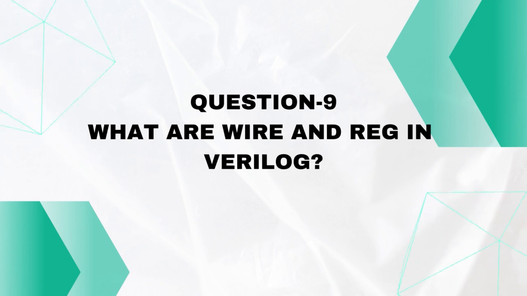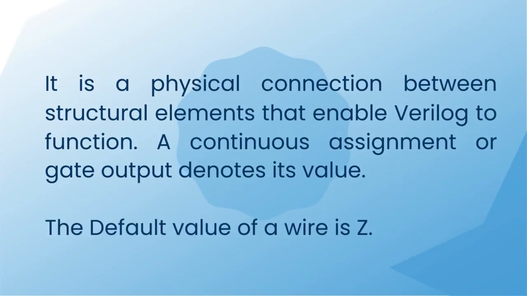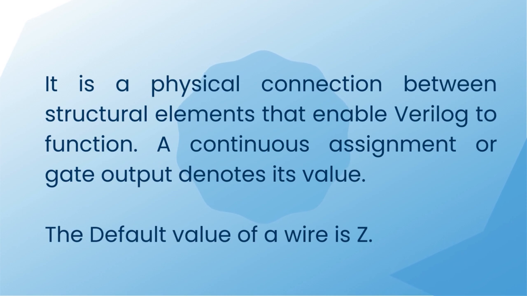Now comes the 9th question. What are wire and reg in Verilog? A wire is a physical connection between structural elements that enable Verilog to function. A continuous assignment or gate output denotes its value. This is about wire. So the default value of a wire will be Z.